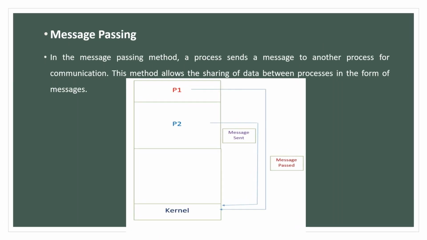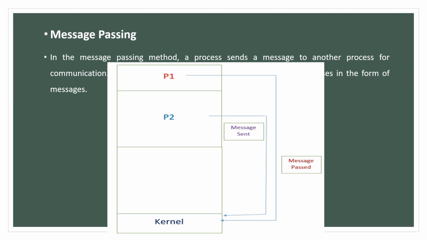Next one is message passing. In this method, two processes communicate with each other with the help of message passing. See this diagram. P1 passes a message to the kernel and the kernel sends the message to the P2 process. Here, the processes communicate with each other with the help of the message passing method.